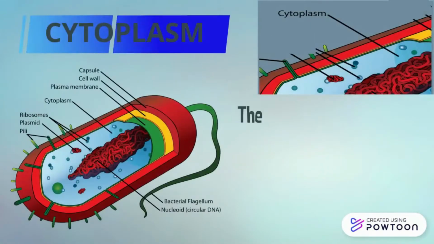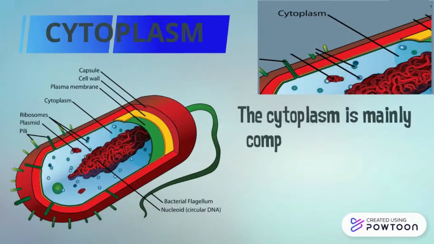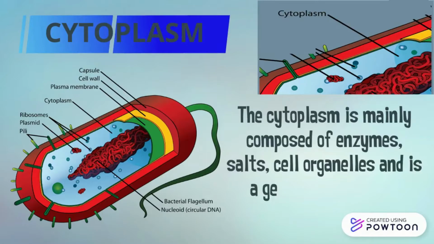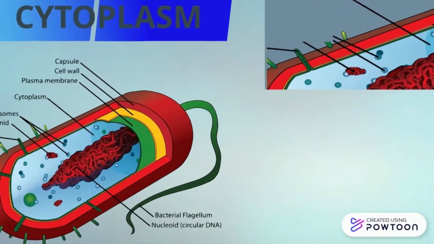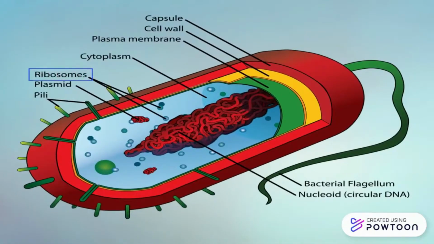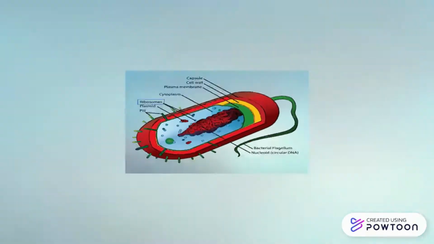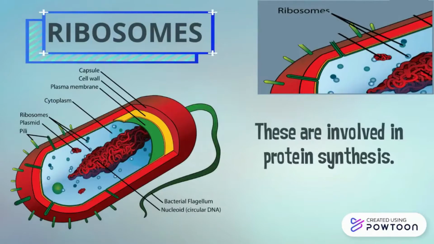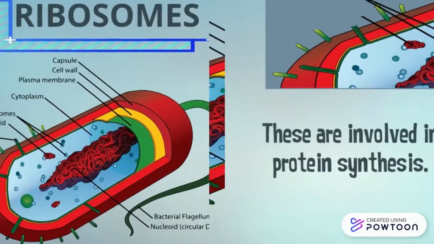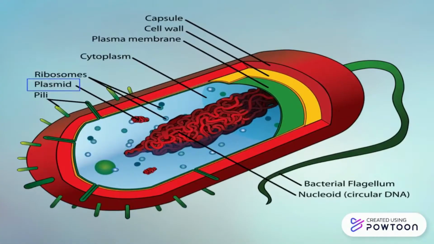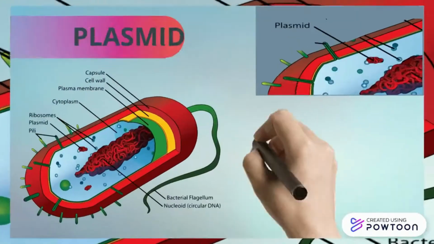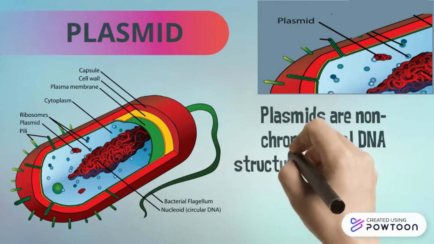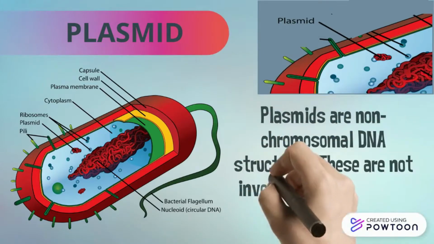The cytoplasm is mainly composed of enzymes, salts, cell organelles, and is a gel-like component. Ribosomes are involved in protein synthesis. Plasmids are non-chromosomal DNA structures. These are not involved in reproduction.